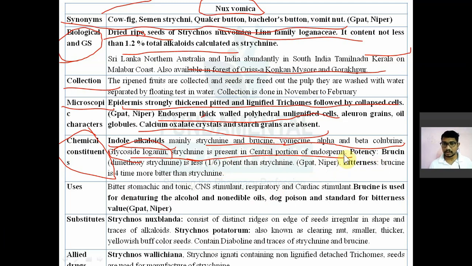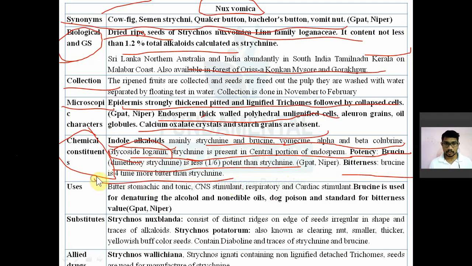Okay, now as far as potency is concerned, strychnine is more potent. Brucine is known as dimethoxystrychnine. It is less potent than strychnine, meaning strychnine is more potent than brucine. And as far as bitterness is concerned, brucine is more bitter than strychnine. Brucine is 4 times more bitter than strychnine.